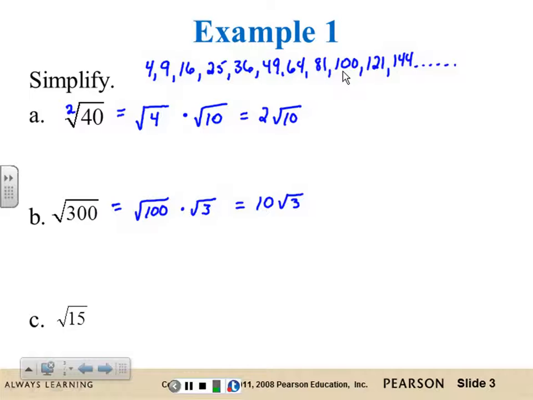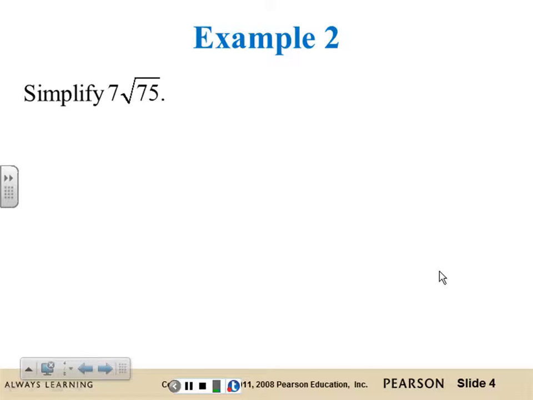Alright, 15. So 4 won't go into 15, 9 won't go into 15, and obviously anything else wouldn't go into 15. So for letter C, this is simplified. The square root of 15 is equal to the square root of 15. It will not simplify. Alright, let's try this one.